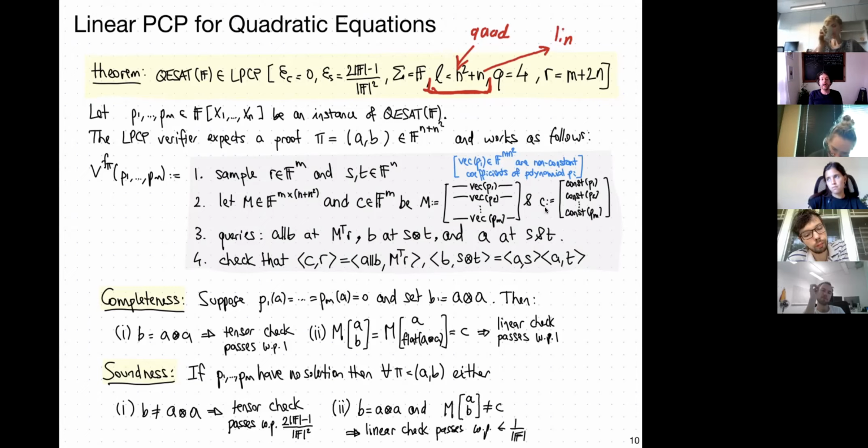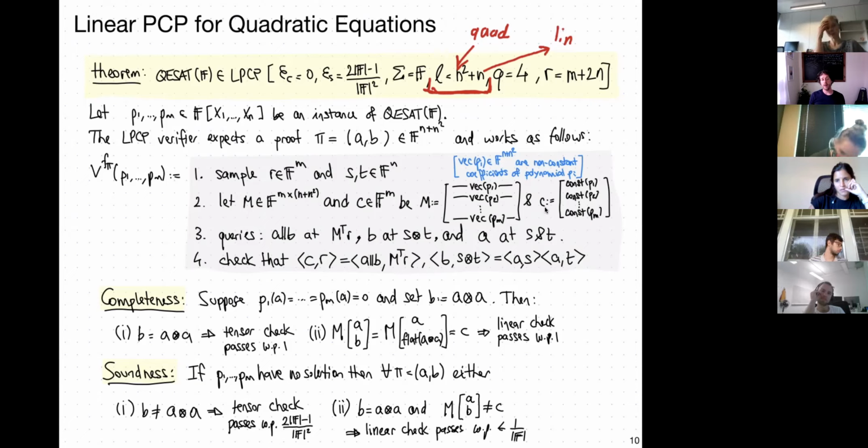So in either case, either it won't satisfy the linear, the quadratic equation, or it wouldn't satisfy the tensor structure. One of them has to be here. And that's the whole thing. And that's the linear PCP for quadratic equations.